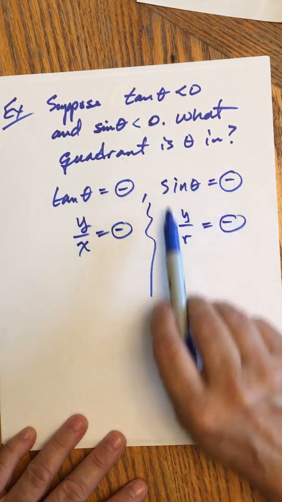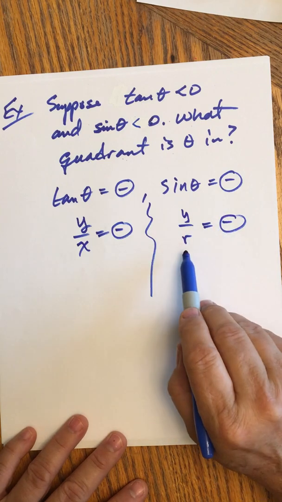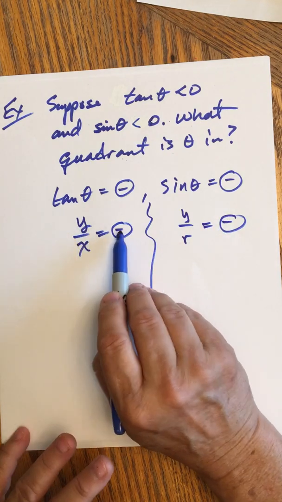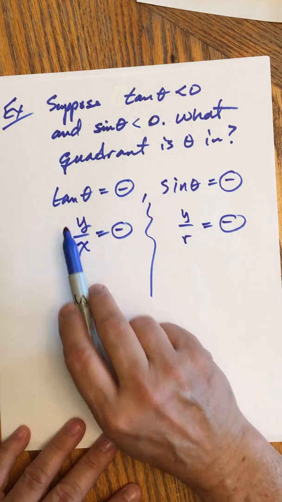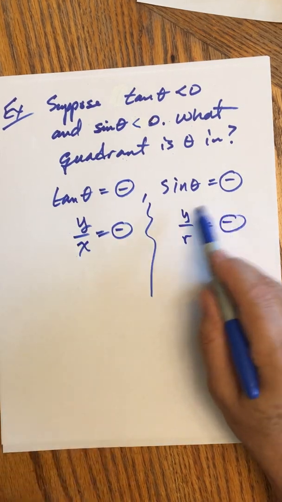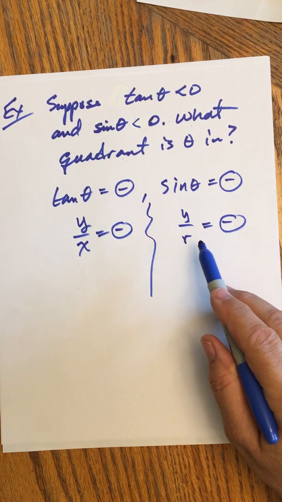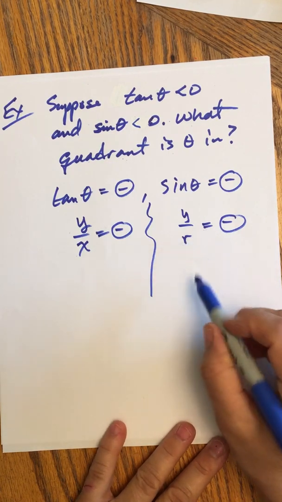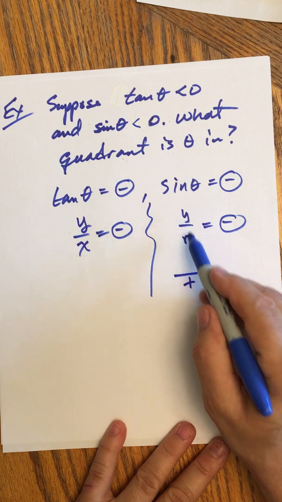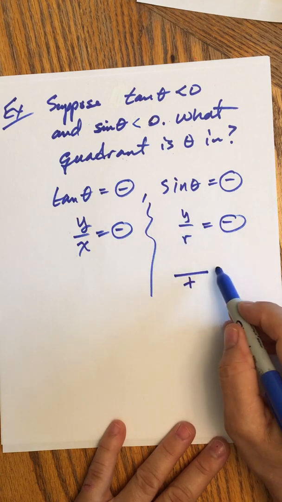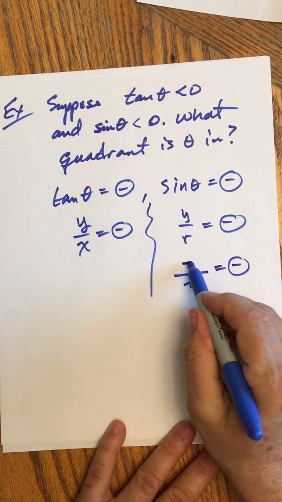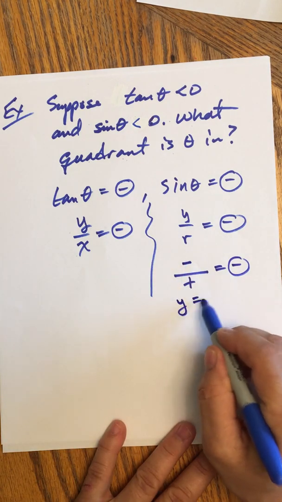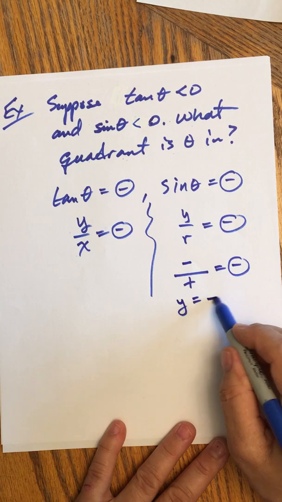Now, I really need to work with this first because here I don't know, if it's negative, I don't know if the y is negative and the x is positive, or if the y is positive and the x is negative. I don't know. But because I have this information from the sine of the angle, r is always positive. That can't change. So then what is y? Well, if the whole ratio has to be negative, it must be that the y is negative. So therefore, from this ratio here, I know that y is negative.